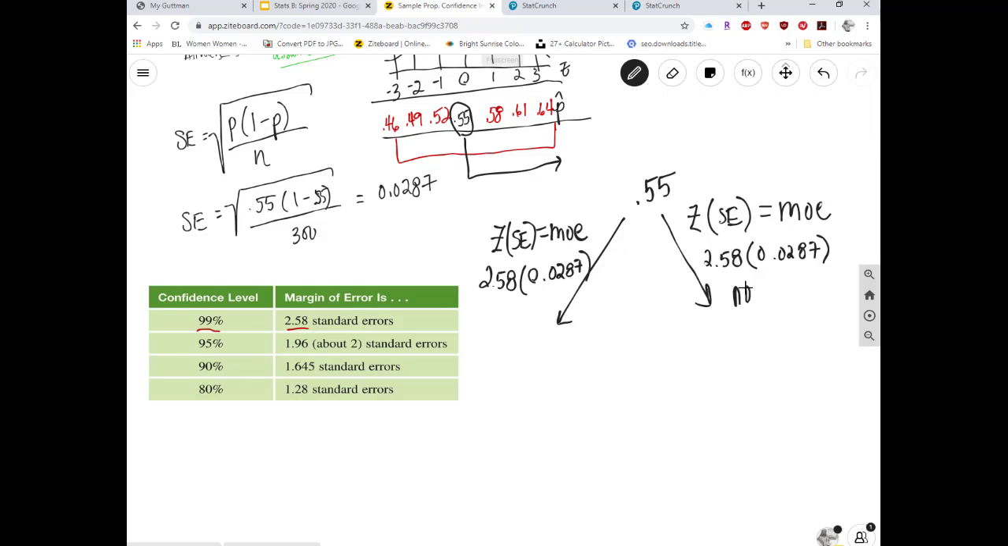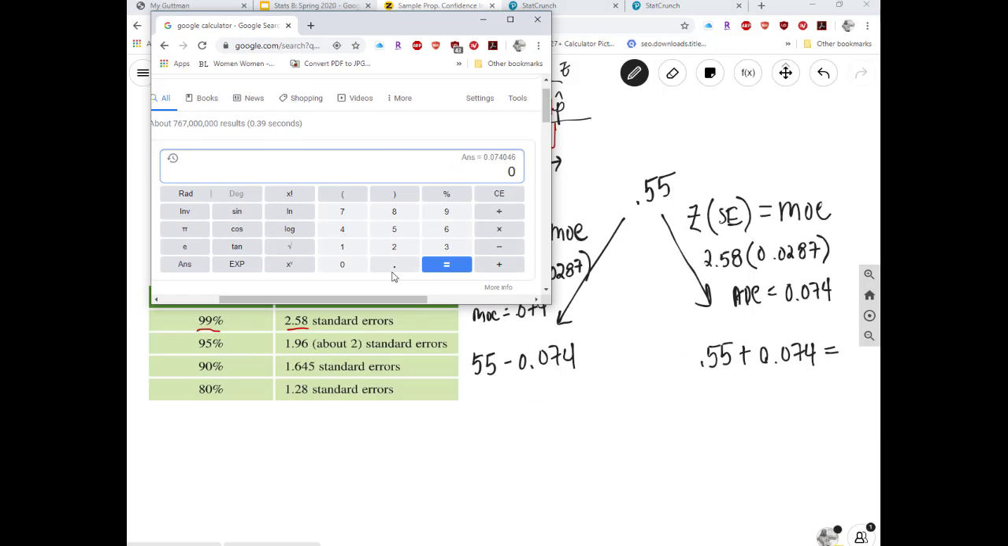So MOE equals 0.074. And it's the same thing on this side. MOE equals 0.074. On this side, I'm going to add the margin of error to 0.55. So 0.55 plus 0.074. And on this side, I'm going to subtract it. 0.55 minus 0.074. I'm going to bring over my calculator.